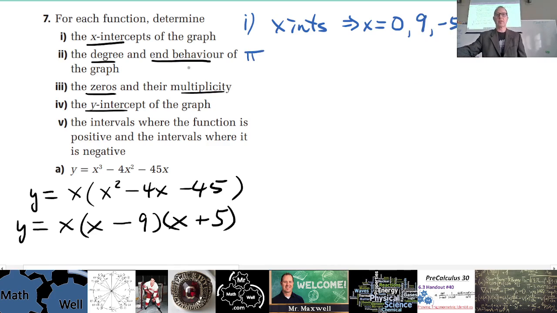Number 2, the degree and end behavior of the graph. So the degree is going to be what? Well, we know the degree here from the standard version. It's 3. So degree 3. End behavior. What is the leading coefficient? It's a positive value. So the end behavior is going to be what? 3 to 1.